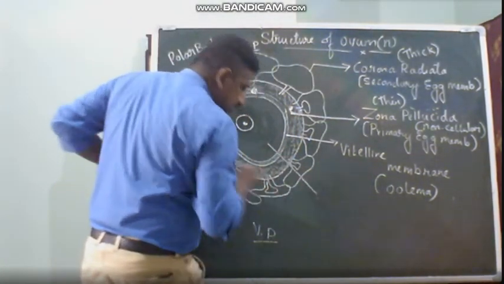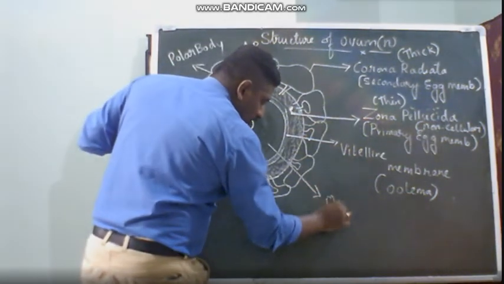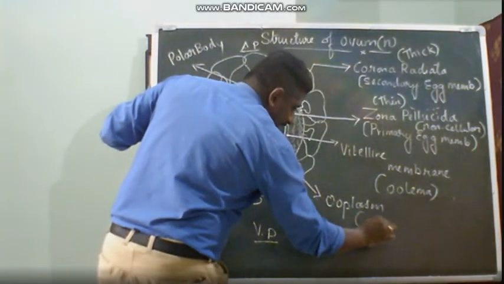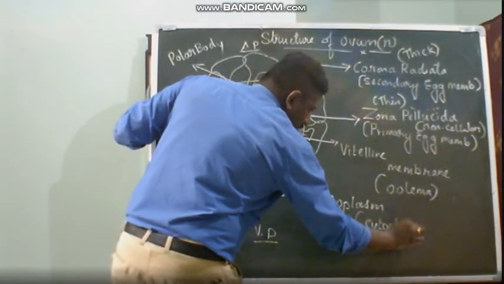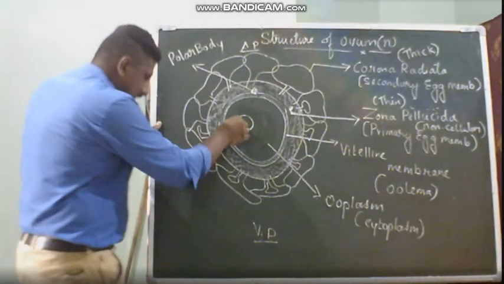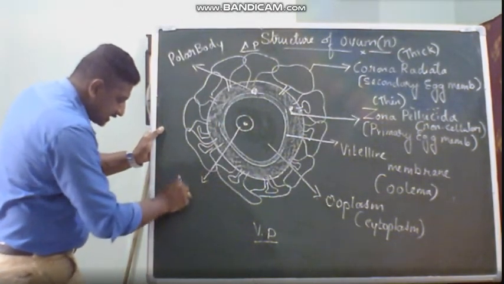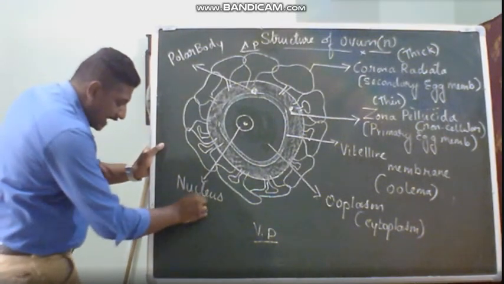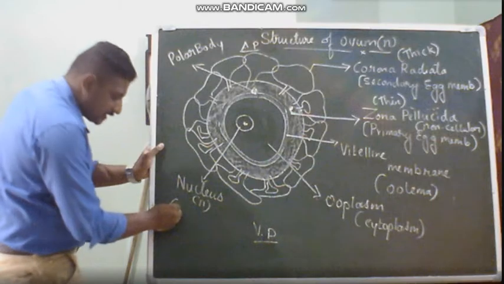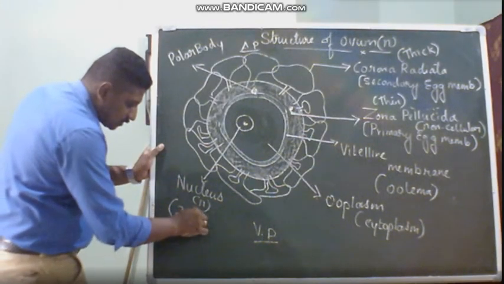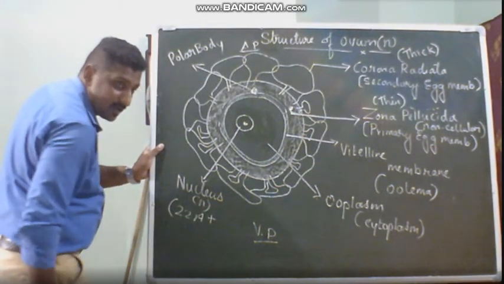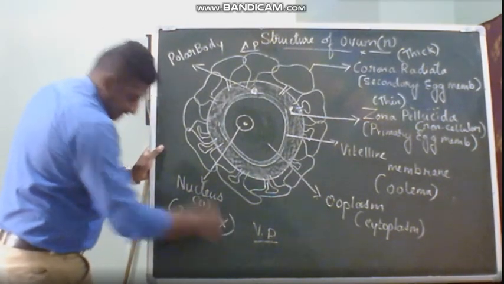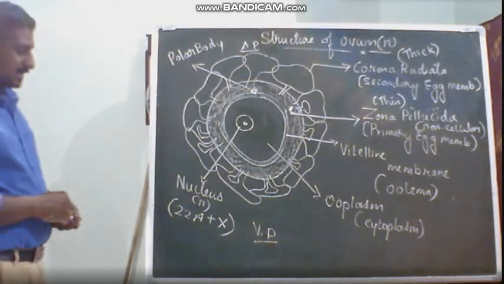This is called the ooplasm, or the cytoplasm of an egg. Ooplasm. And this is nothing but the nucleus. And the nucleus is haploid, and the chromosomes here are 22 autosomes plus X or Y? Yes, X. 22 autosomes plus X.